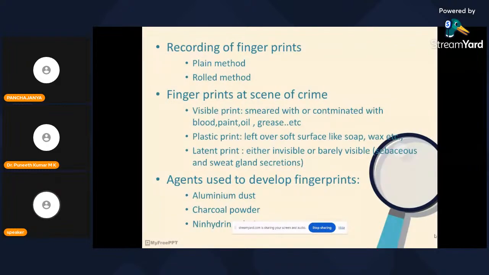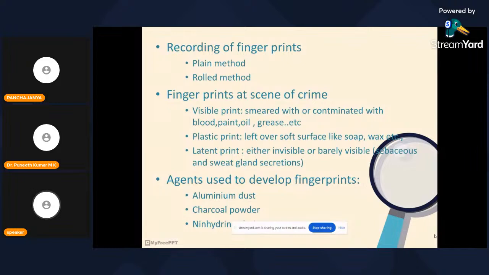And the latent print, whether it is visible or invisible, is present based on sebaceous and sweat gland secretions. The agents used to develop fingerprints are aluminium dust, charcoal powder or ninhydrin solution. These are the three powders or agents used for the development of fingerprints.